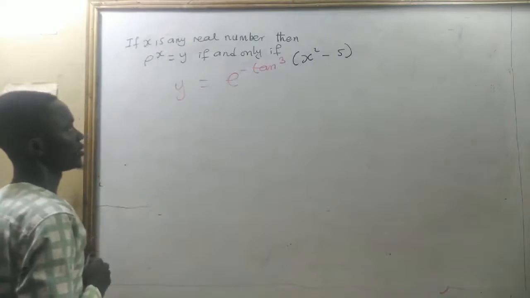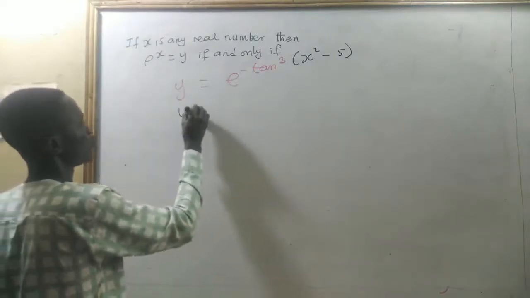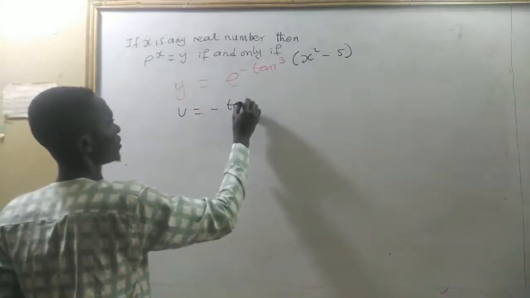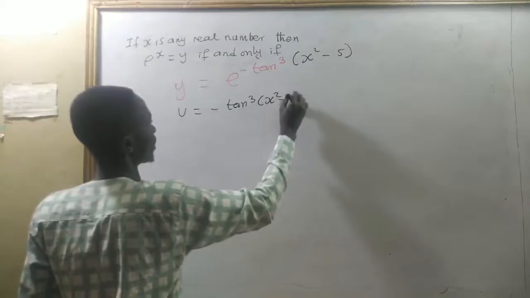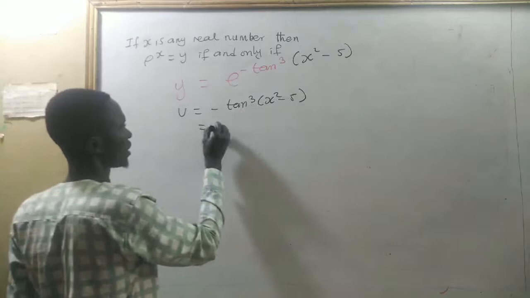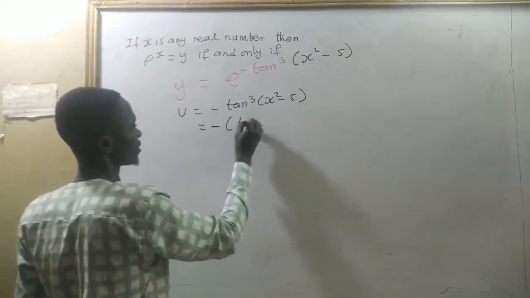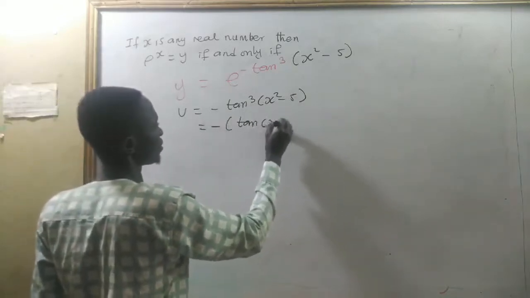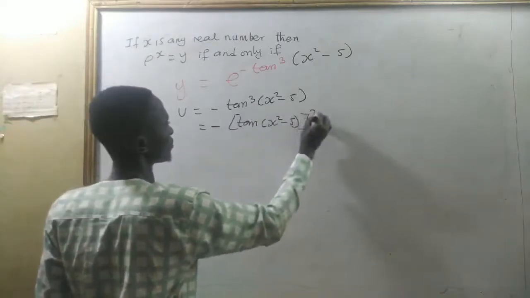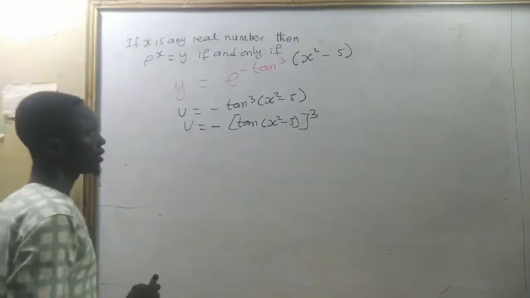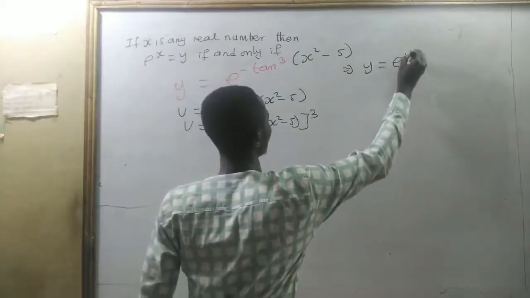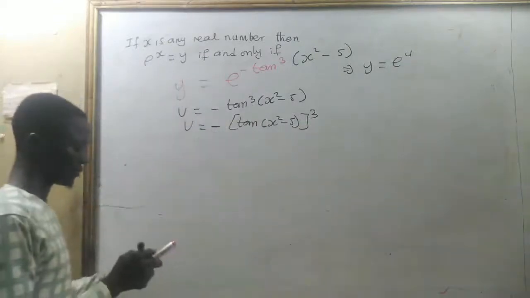Wow, this one is the same as letting u be equal to the top, the exponent, negative tangent cube x squared minus 5. Very simple as that. Now, this one is the same as negative into brackets tangent of x squared minus 5 all to the power 3 as our u. So here we write this implies that y is equal to e to the power u, since we've got the negative here.